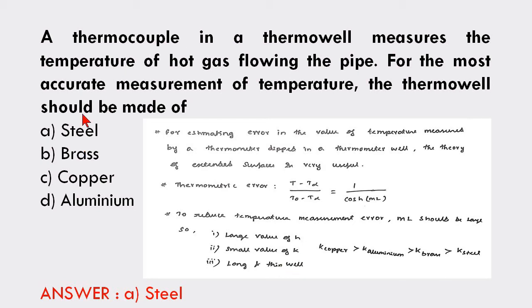So in this, they have given the different materials for accurate measurement. Okay, so you can relate with the thermal conductivity value. So for given materials, I have given the order of thermal conductivities here. The lowest value of thermal conductivity is for what? Steel material, right? If you are using the small value of k material, it reduces the temperature measurement error. So it means the accurate measurement of temperature can be done by using small thermal conductivity value materials. So the answer is what? Steel material. If you choose steel material, it will give the accurate measurement. So the answer is option A, steel.